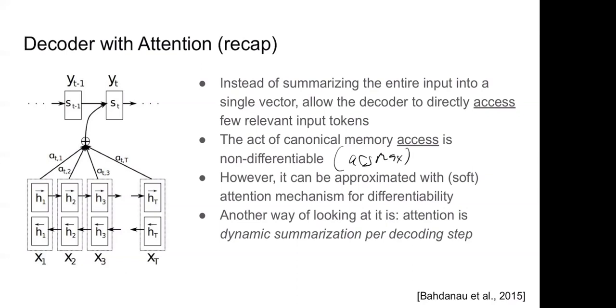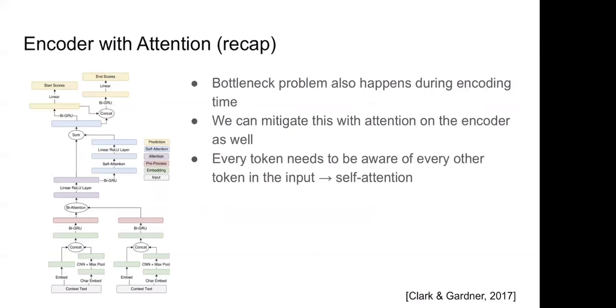And another way of looking at it is that you're basically dynamically summarizing at each decoding step. And we also mentioned that we are performing attention from decoder to encoder so that we can access the encoder information directly without summarizing. But that same thing holds true during the encoding time, especially if the document is long enough, right? Even if the document is not long, even if it's as short as a single sentence, this is also true. So that's why we want to also perform attention on the encoder side.